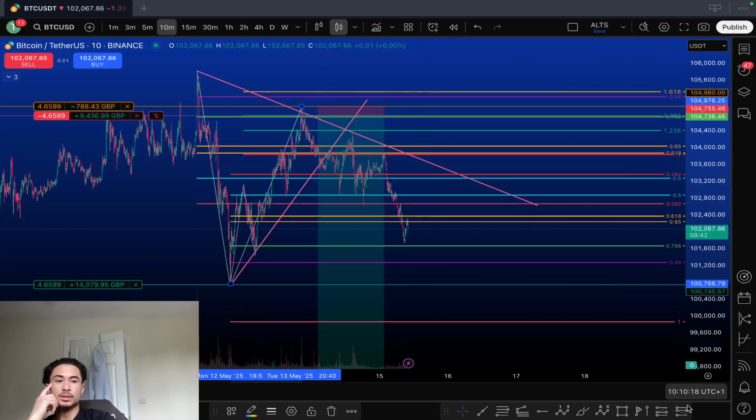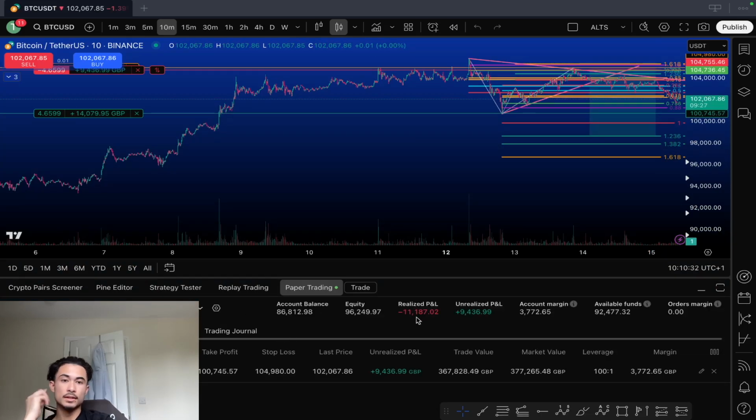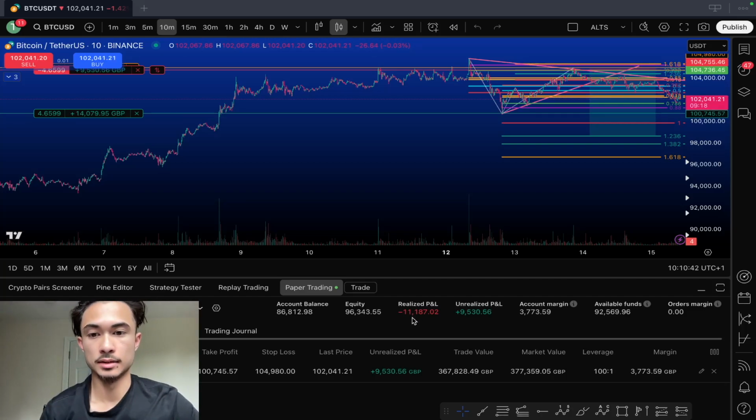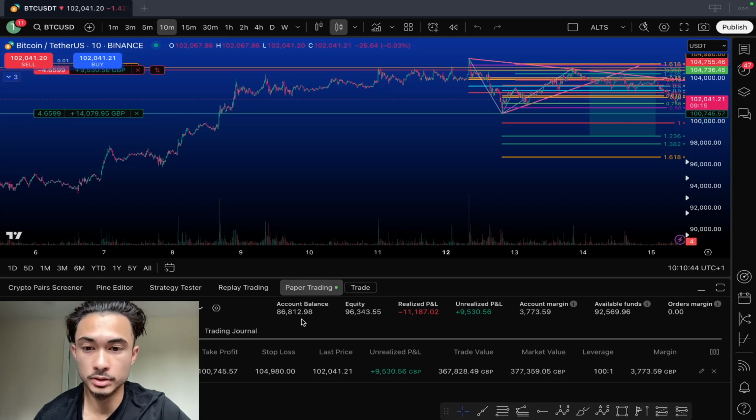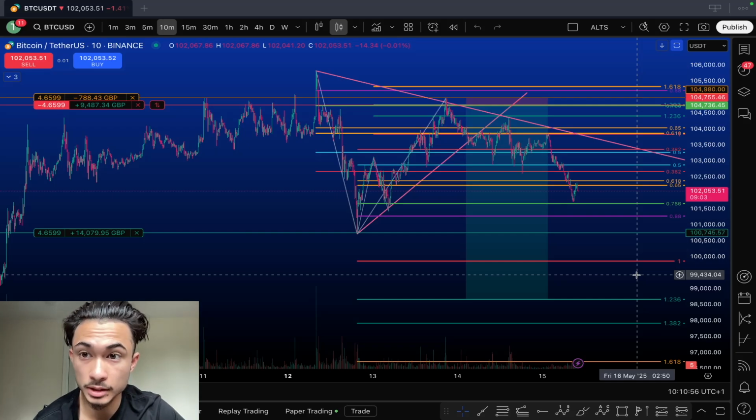However, let me just show you my paper trade account. Paper trade, you can see realized P&L. Literally, I've been on the biggest losing streak, minus 11k, and my account balance from 100k was on 86, and now I'm in one trade. I'm up 9.5, which would take me to 96. So a smart person right now would full TP right now.